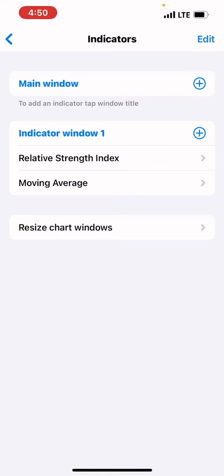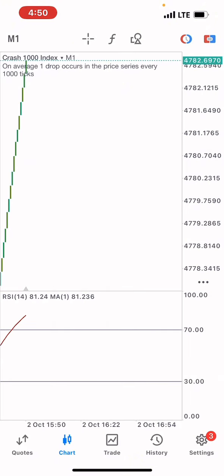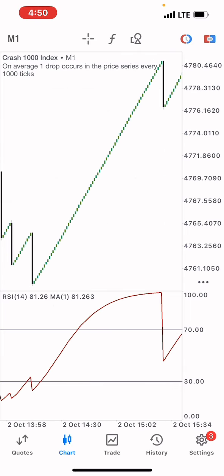And the next indicator is the moving average with the period of 1, shift 0, method simple, apply to first indicator's data. So you're going to be using the first indicator's data. You're done with this, no levels are needed, you skip that. For styling, make sure you use a color that would be visible on your chart. You can see the color I'm using here. You can change yours to whatever color you like, but make sure it pops on your screen. Click done when you're done with that, and we have the setup ready.